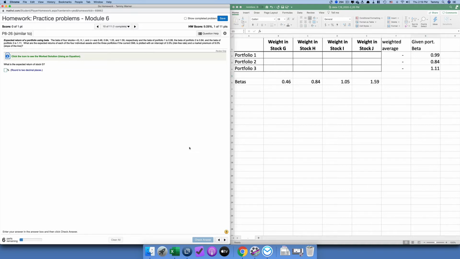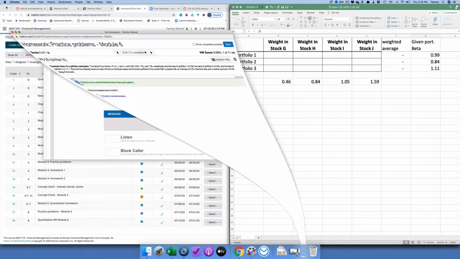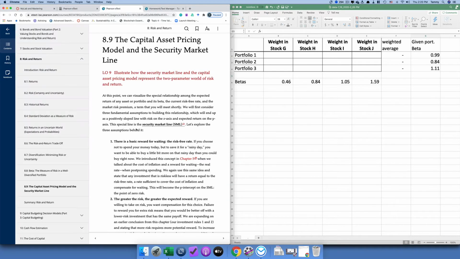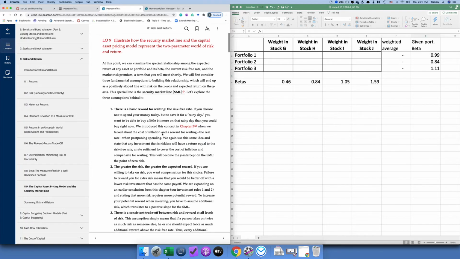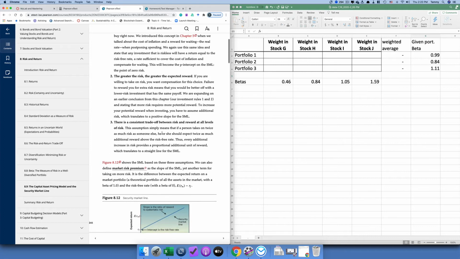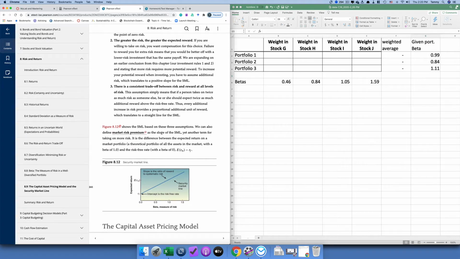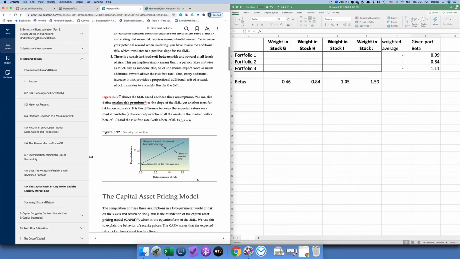So let's go back to the book and see if we can find our equation there in the book. Okay, so this is from the capital asset pricing model, which is the last material we covered. And this is the idea that there is a relationship between the risk of a security, any individual asset, and the expected return of the market as a whole. And so the slope of the security market line is the ratio of the expected reward to the systematic risk, the risk of the market as a whole.